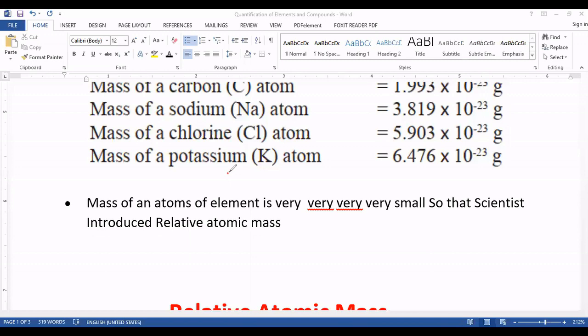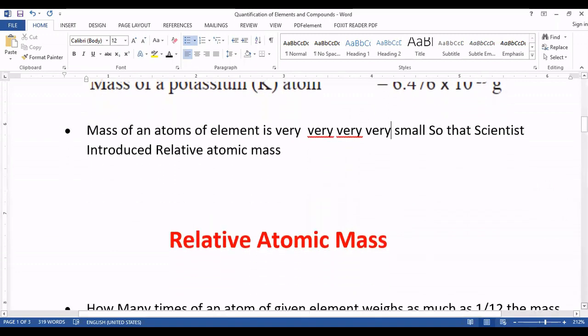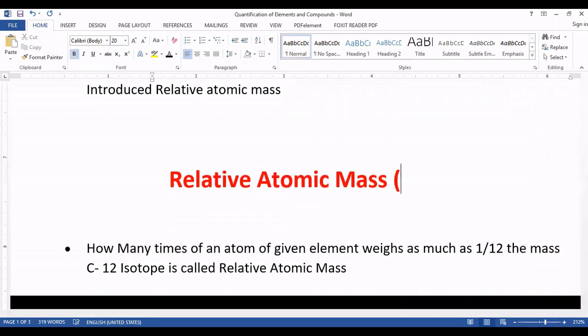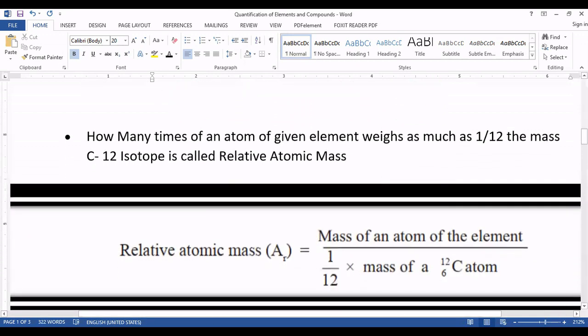Look, from one potassium atom, one chlorine atom, one sodium atom, one carbon atom, it's very tough. So let's introduce what? Relative atomic mass. You just put here Ar, relative atomic mass. We'll talk about that one. But let's talk now about what the relative atomic mass actually is.